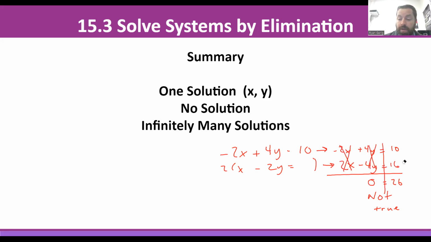Let's change it to, let's say, -5. So when I multiply the second equation by 2, I'm going to get, at the end here, -10. And then when I'm adding those, 10 plus -10 would give me 0. This one is true, and therefore it would have infinitely many solutions and be the same line.